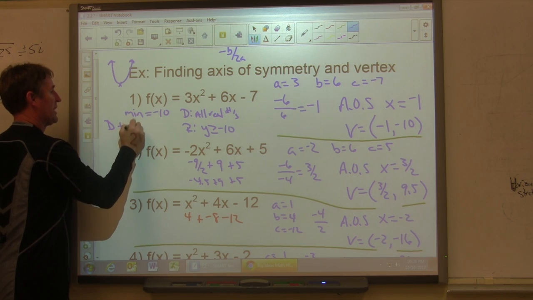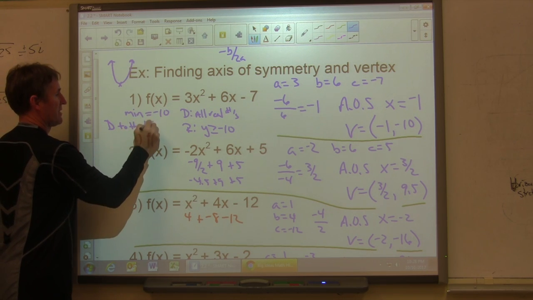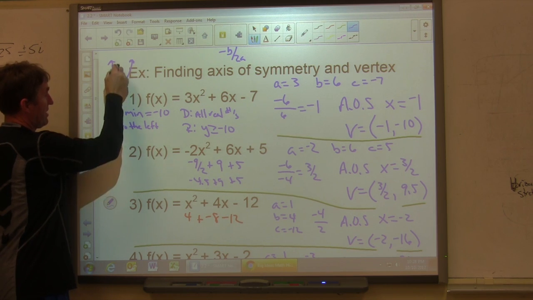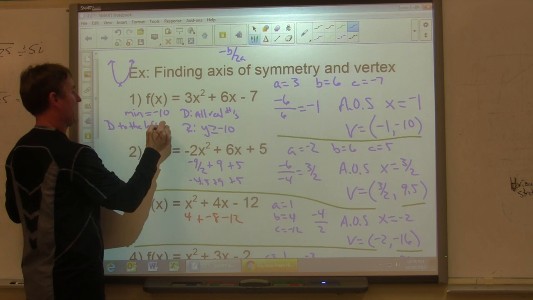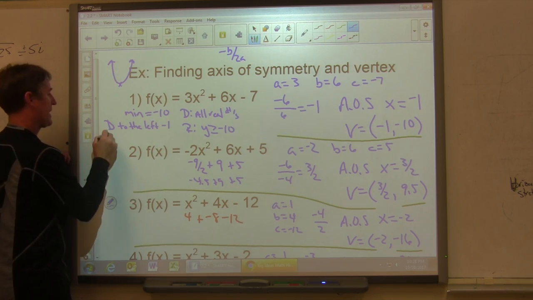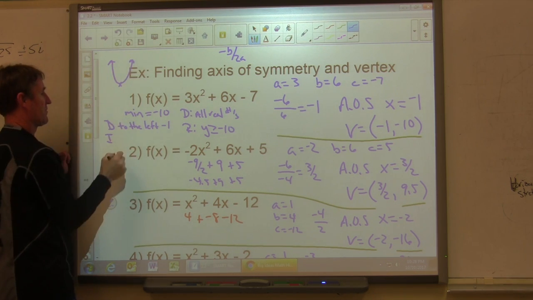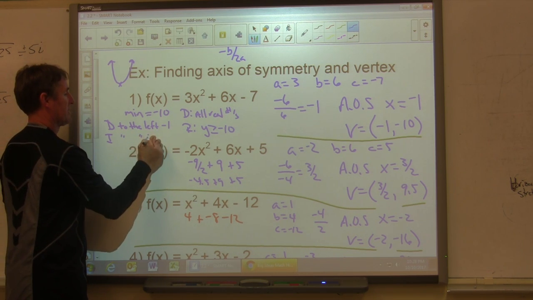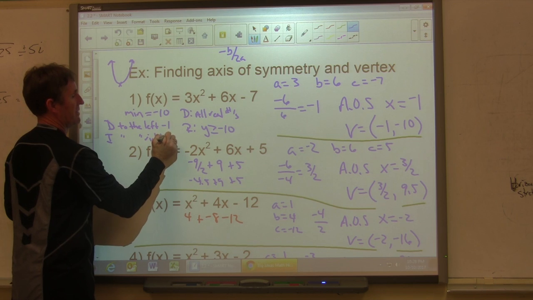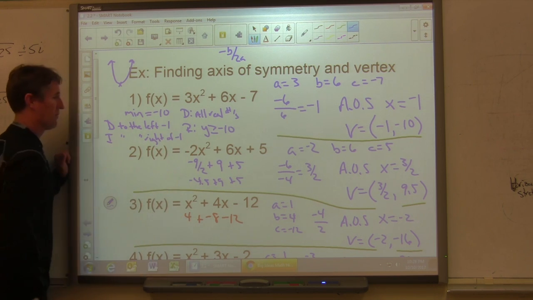And you just put to the left, and it's at the x value, and our x value is -1, so to the left of -1. And it's increasing once it gets past the vertex, so to the right of -1.